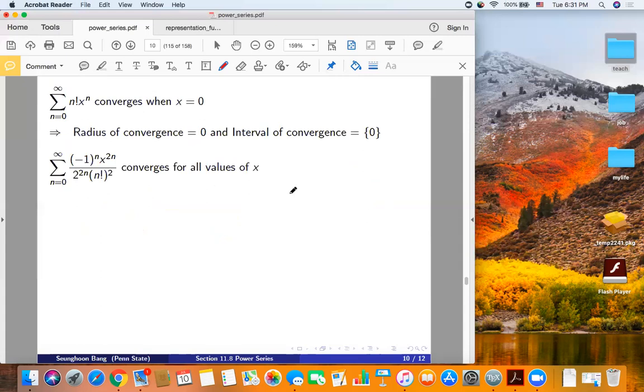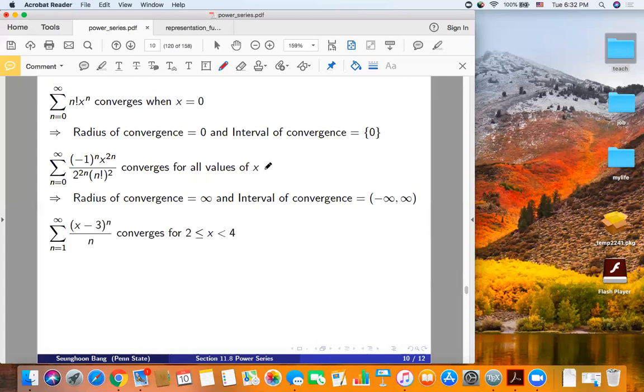The second one, the third example, converges for all values of x. What is the radius of convergence of this case? Yes, infinity. All real numbers, infinity. What's the interval of convergence? All real numbers, negative infinity to infinity.